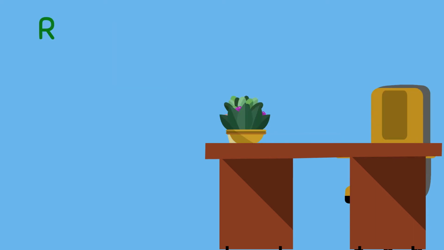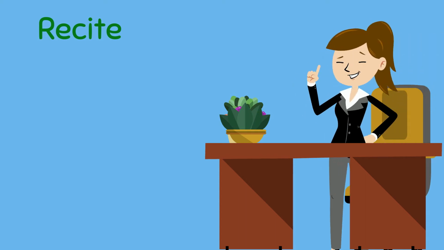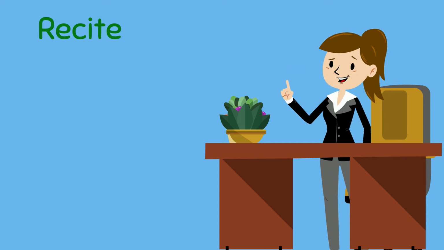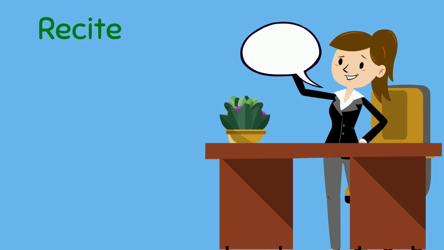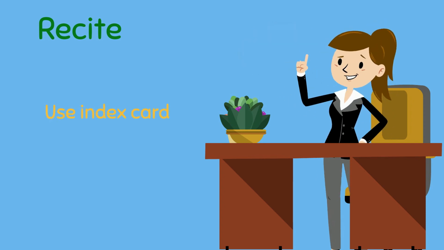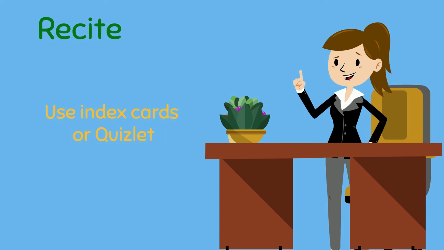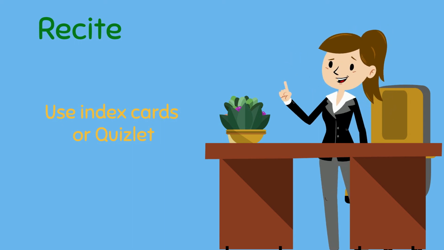The third R of reviewing is to recite your notes. After you revise your notes, read them once more. Read the notes one section at a time and then stop after each section to examine whether you can recall the information. You can write the main concept on an index card with the terms on one side and definitions on the other side and test yourself.